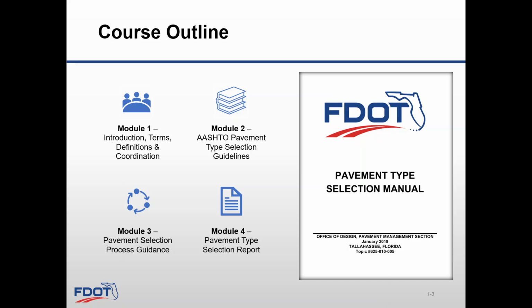Module 3 focuses on the pavement selection process guidance, where pavement design types are analyzed for costs, including their rehabilitation strategies that are compared. All that information is addressed in Chapter 4 of the manual. And lastly, Module 4 will discuss what needs to be included in your pavement type selection report and the quality control process that is required, which is generally found in Appendix A of the manual.